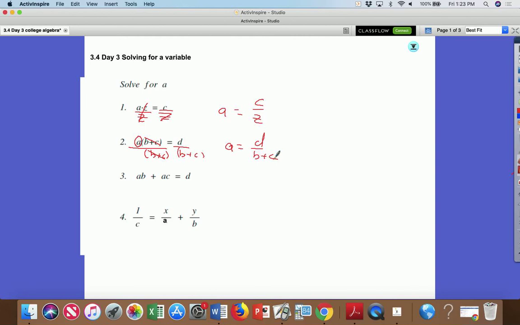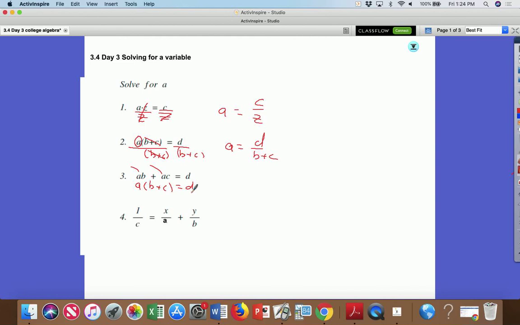Okay, the next one. We're solving for A, but there's A's in 2 different places. Distribute it out, factor it out. Okay, very good. So if there's A's in 2 spots, undistribute that A, and then it's the same problem as the last one. So now you divide by the quantity B plus C.